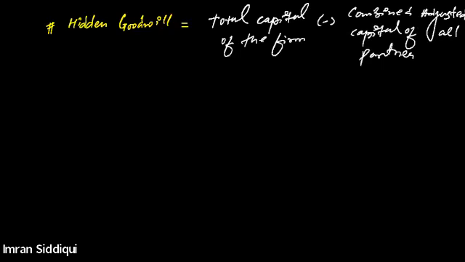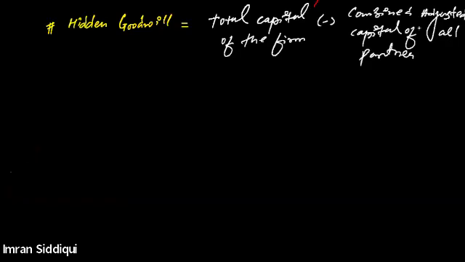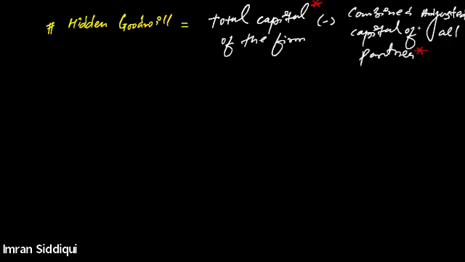But now the question arises, how do we find out the total capital of the firm? Right? So see, hidden goodwill needs to be determined, and for that purpose we will apply this formula. The formula says the combined adjusted capital of all the partners needs to be subtracted from the total capital of the firm. But the question arises, sir, how do we determine the total capital of the firm? And sir, what is the adjusted capital of all the partners? So first of all, we need to find out the total capital of the firm, and for that purpose, there is another formula. Total capital of the firm is calculated.